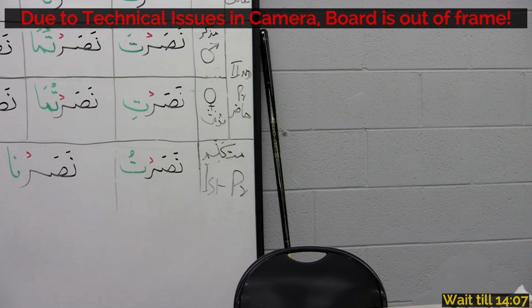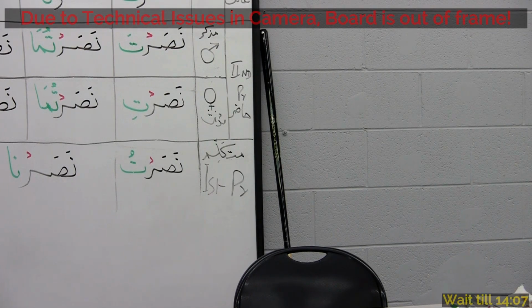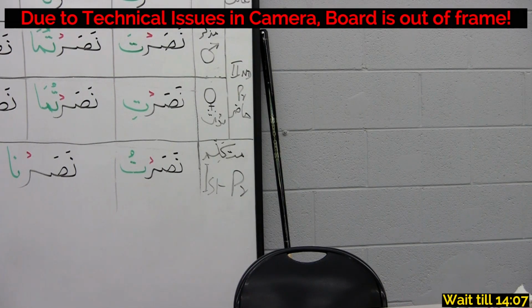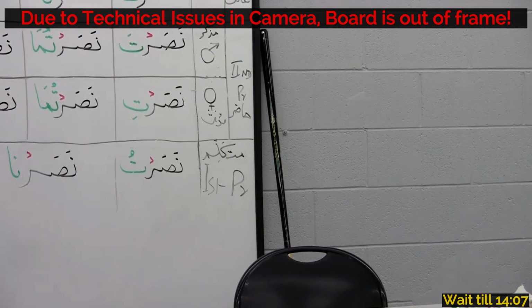Majroor, given the jar form. Marfu, given the rafa form. Mansoob, given the nasab form. Maftu, given the fatha. Madmoom, given the dhamma. Majroor, given the jar form. Maksur, given the kasra. Yes.